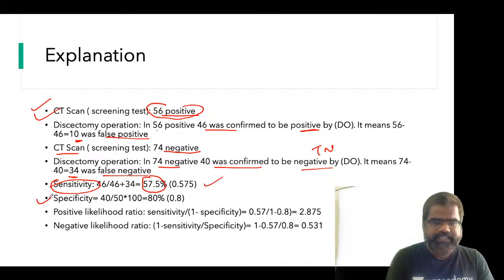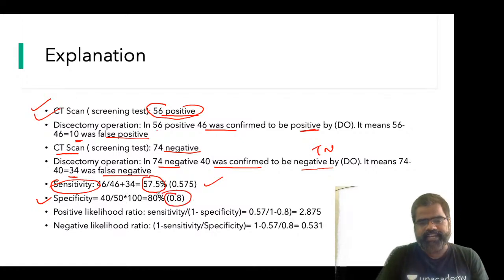What is specificity? What is true negative? I got 40 as true negative. So true negative I have already. What is the total number of people who are not suffering from disease? False positive and true negative. So that becomes 50. So I have my value of specificity as 0.8.